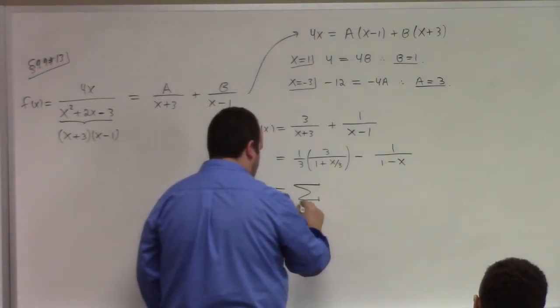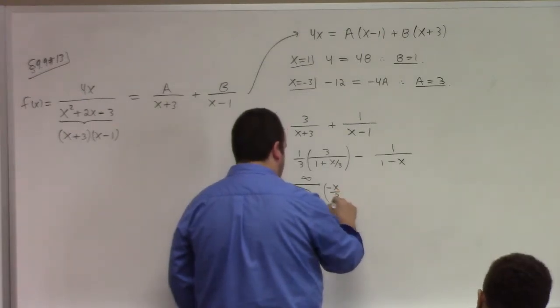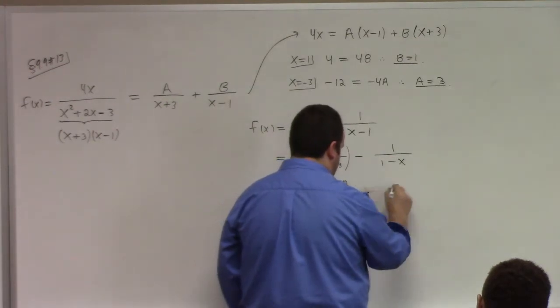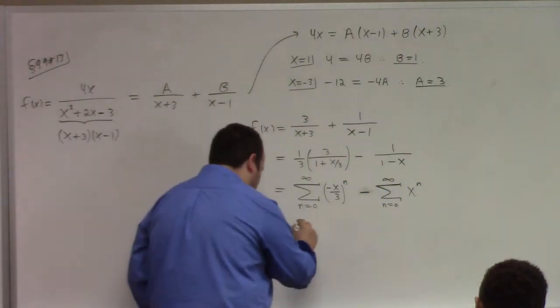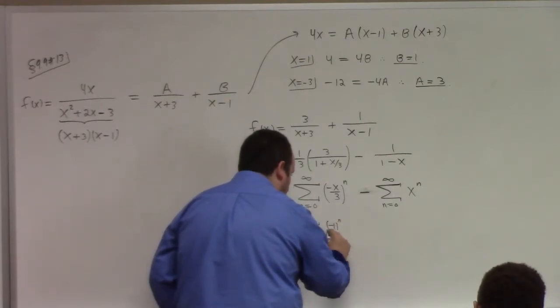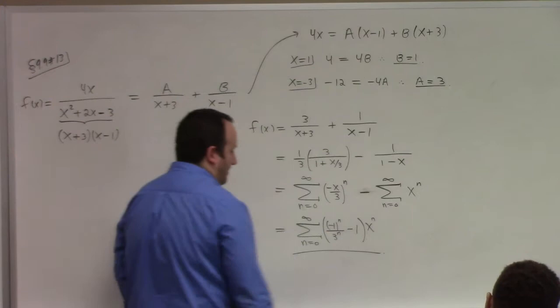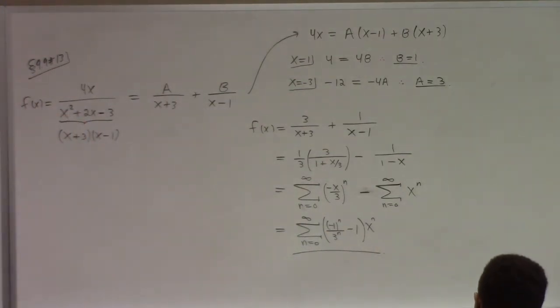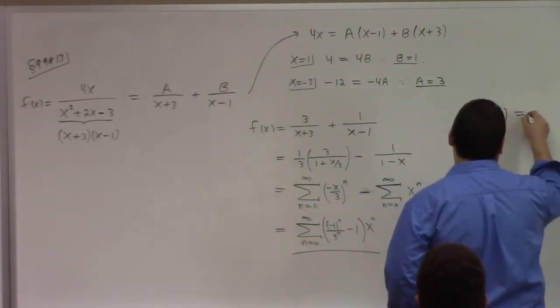This is the sum, n equals 0 to infinity of minus x over 3 to the n, minus the sum n equals 0 to infinity of x to the n. And so that gives me the sum n equals 0 to infinity of minus 1 to the n over 3 to the n minus 1, parentheses, x to the n. And there you go. That's the Maclaurin series for this one. You could ask fun questions like, what's the 50th derivative of f? What's the 50th derivative at 0?